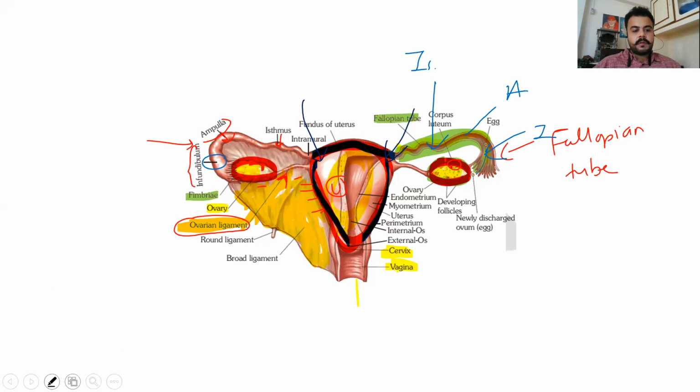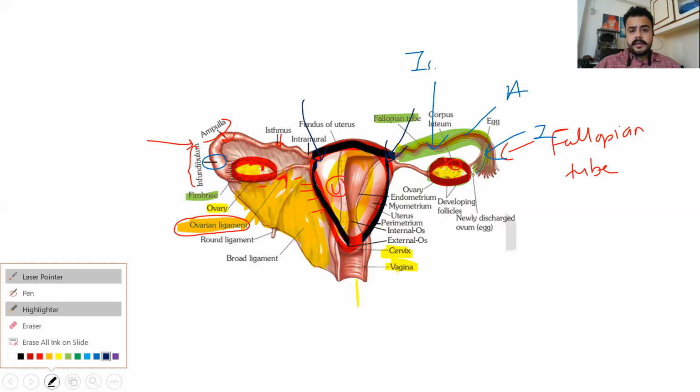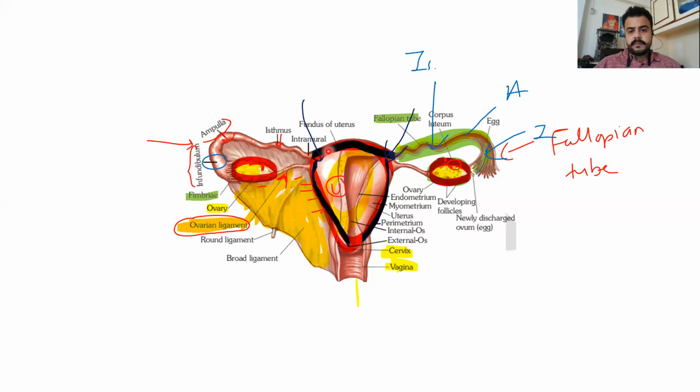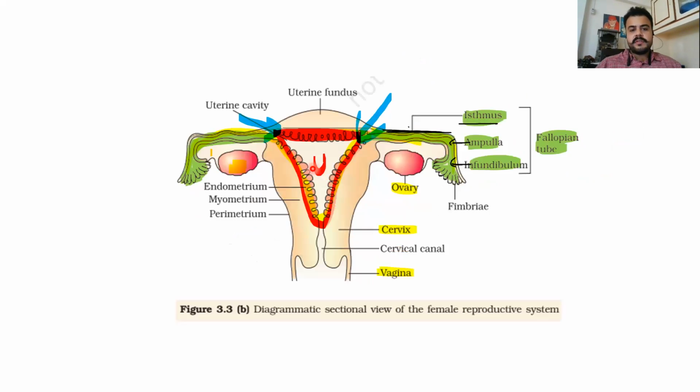If you look at this part, this is the fundus part. This part is what we refer to as the corpus or body part. And this is the cervix part. The wall of the uterus has three layers, which we'll discuss now. Over here also, this is the fundus part, and this is the cervical part. So the baby will come out from here during childbirth.